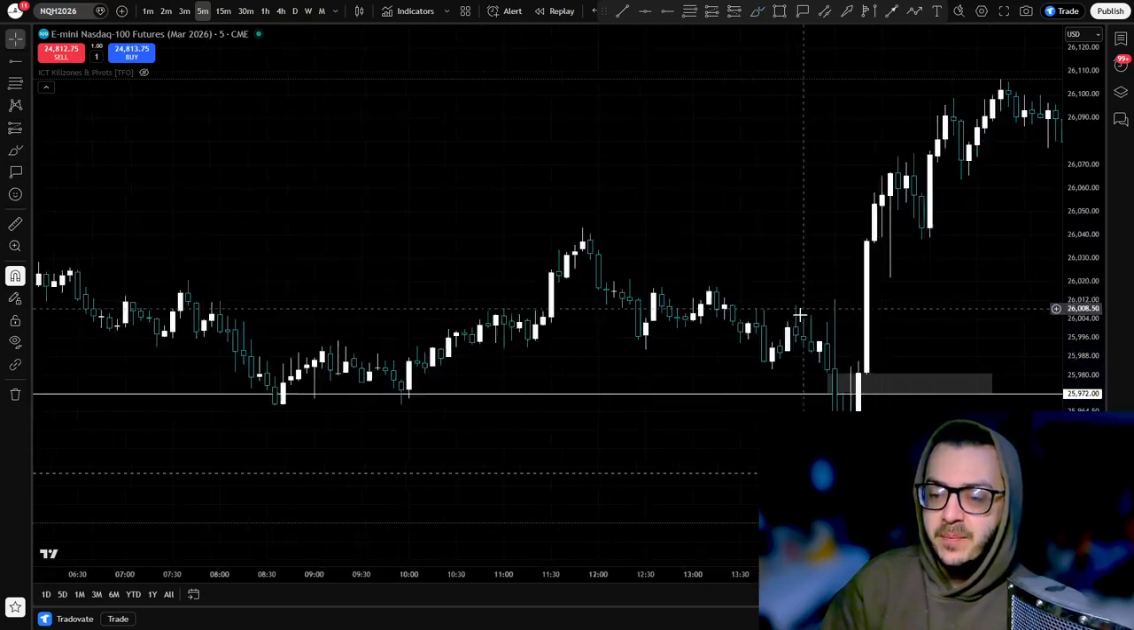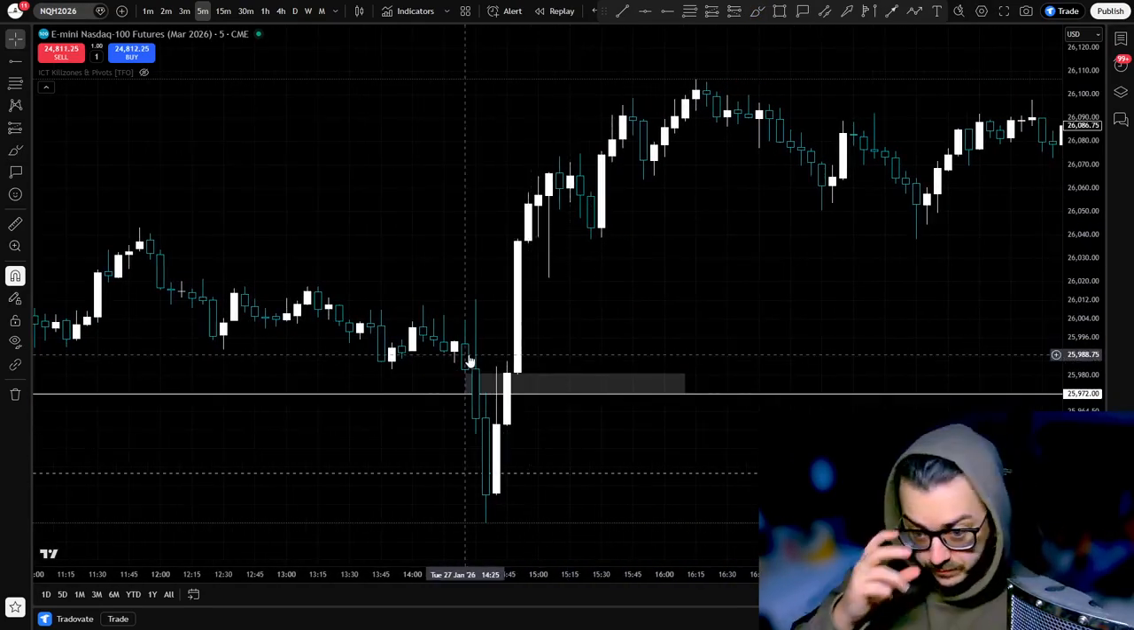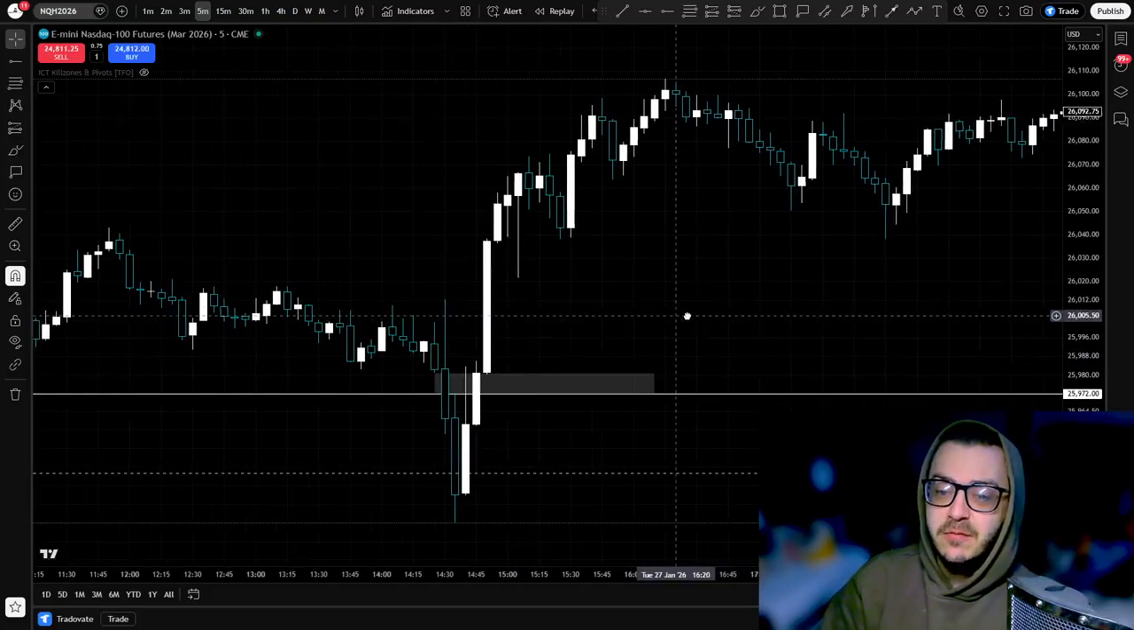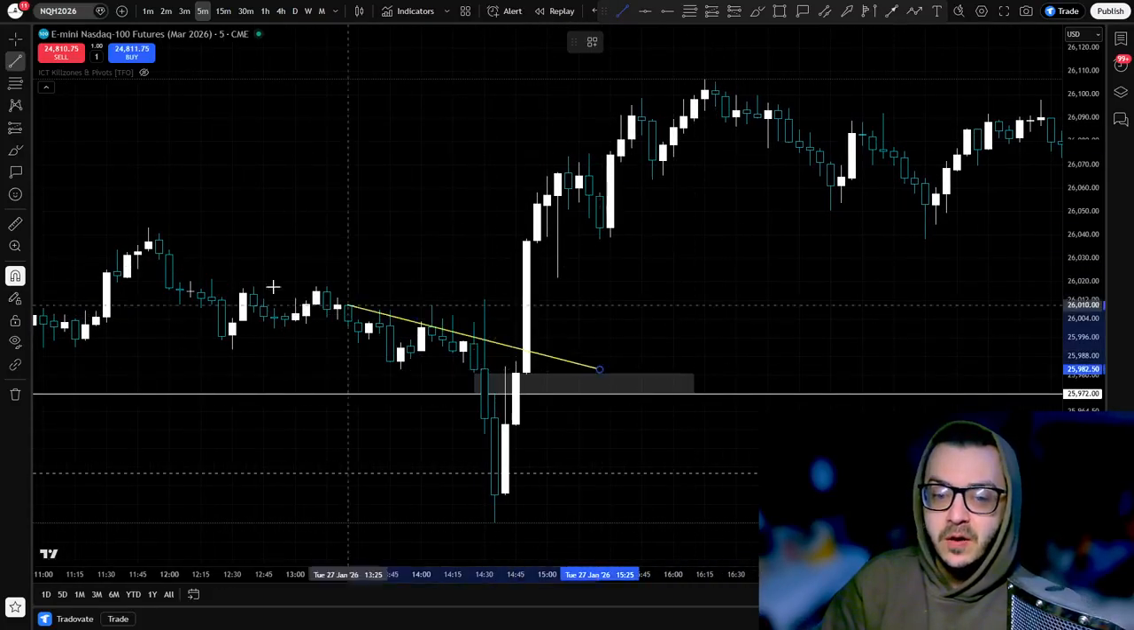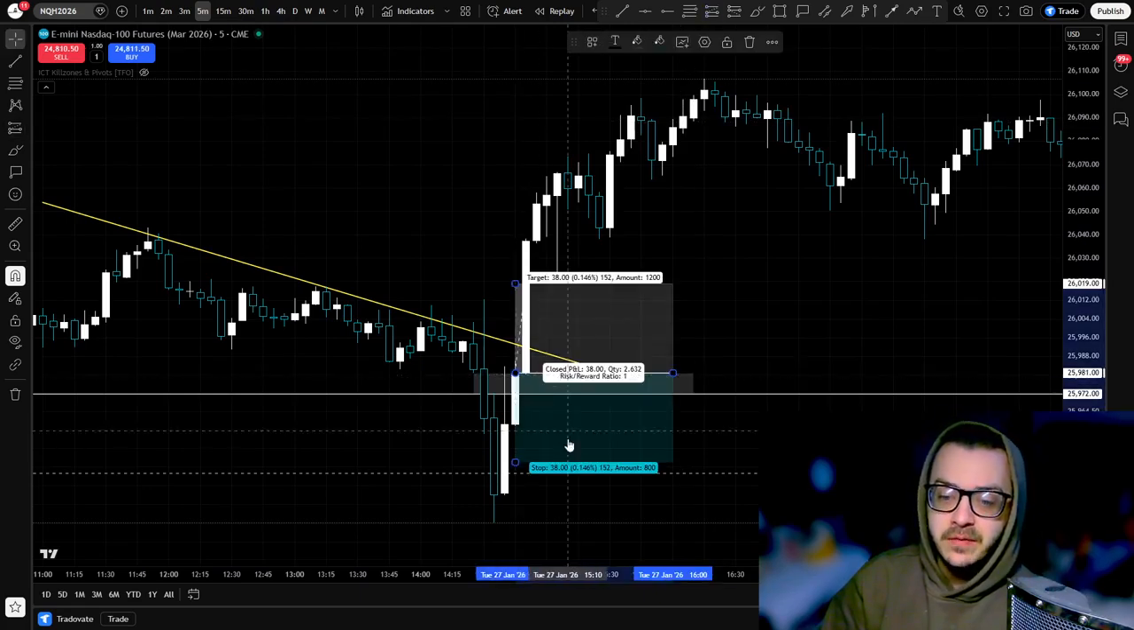Taking liquidity. And then a big momentum swing back up. Obvious 5-minute fair value gap, as you can see. Really, really good momentum. And we have even got trend line liquidity above, which you love to see. Enter on the inversion there.